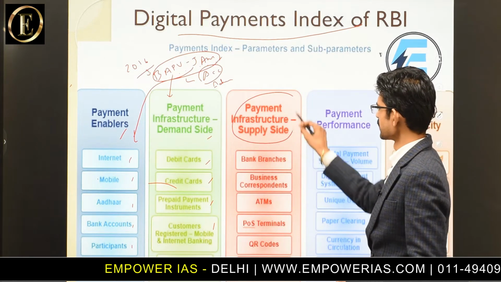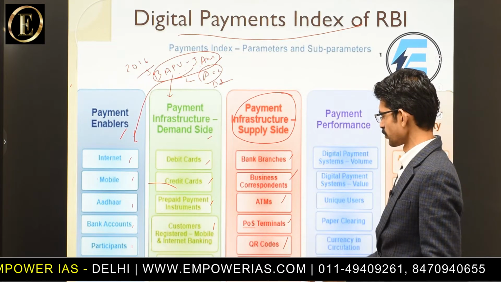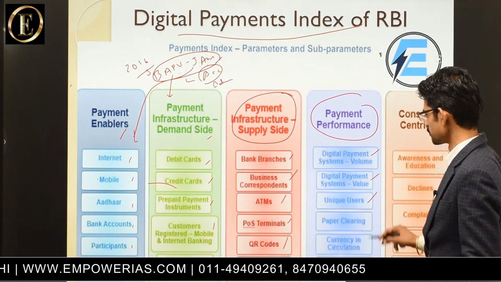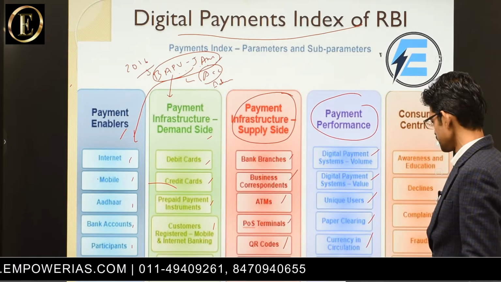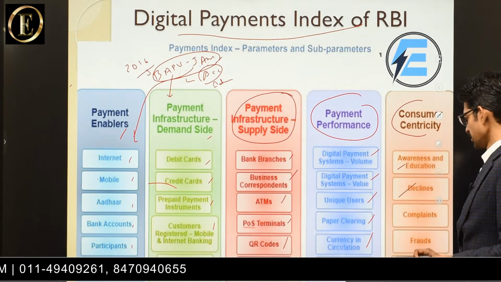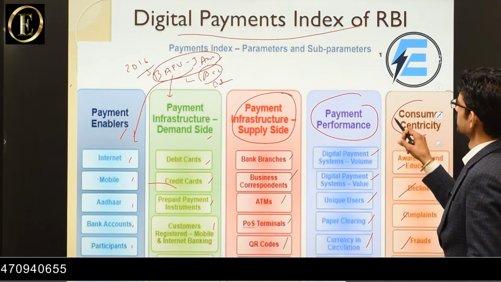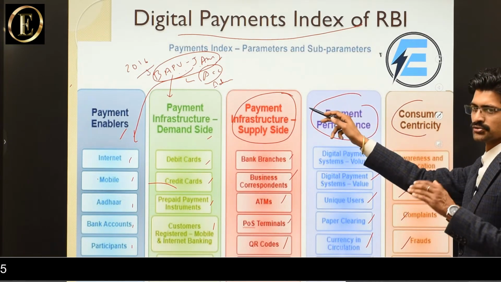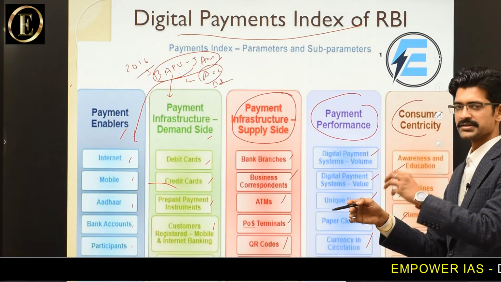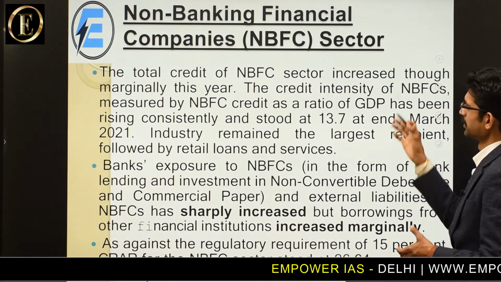Payment infrastructure on the supply side includes bank branches, business correspondents, ATMs, point of sale terminals, QR codes, intermediaries. Payment performance includes digital payment value, unique users, paper clearing, currency in circulation and cash withdrawal. Then consumer centricity: awareness and education, declines, complaints, frauds and system downtime. All these parameters make up the RBI payment index, which shows how digital payments are made in the market in order to cater to the needs of consumers, and to reach various sectors of the economy to provide more and more consumption.